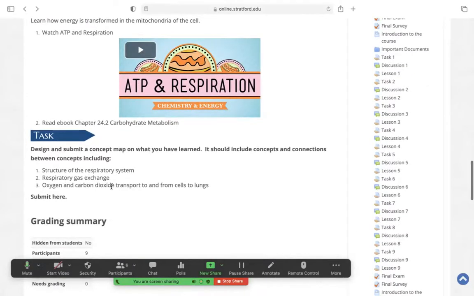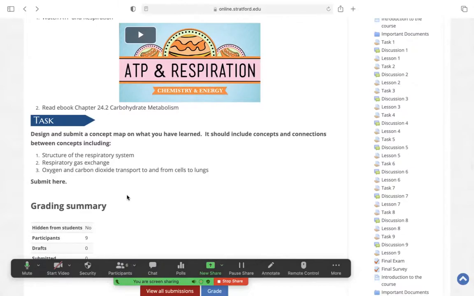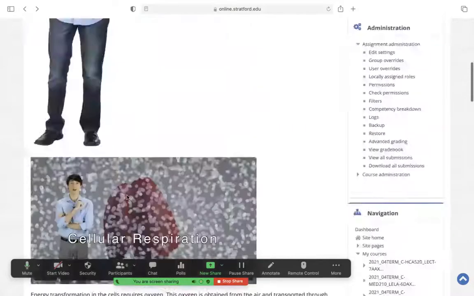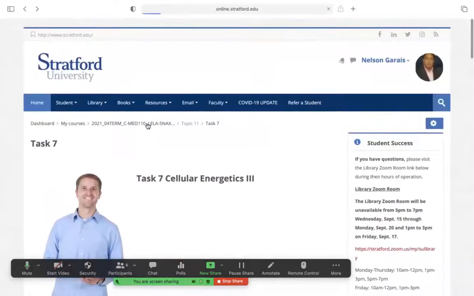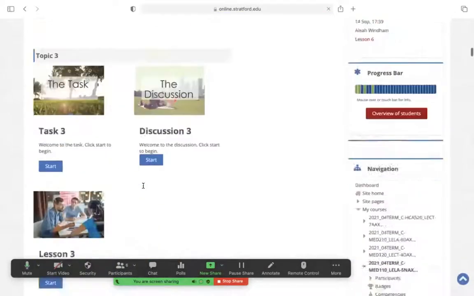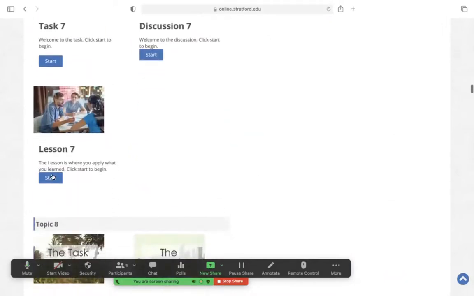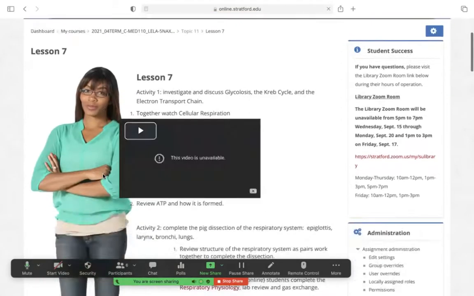Did we talk about gas exchange? Did we talk about oxygen and carbon dioxide, how they get transported around in the red blood cell? We did. Structure of the respiratory system, upper versus lower. Yes, we did. So I think we are good. Let me look at lesson 7 and let's see what we have down here.